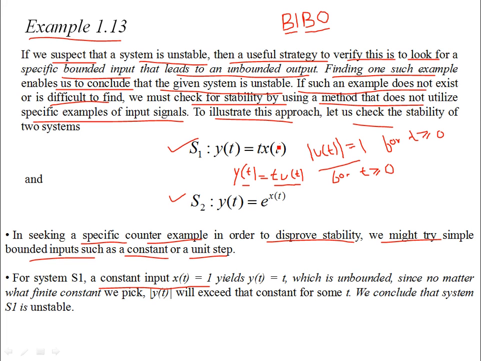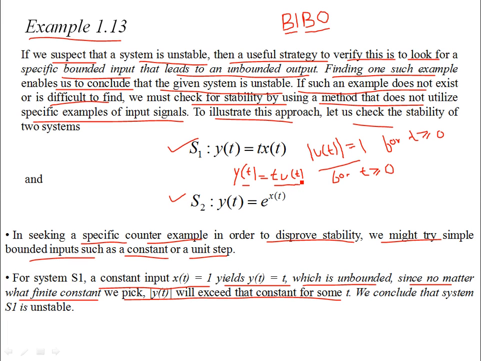If you substitute x(t) with a constant, it's not a function, it's a multiplier. The multiplier is the time itself, and this multiplier grows with time. So even for a constant input, y(t) equals t, if the constant is 1. This becomes unbounded, since no matter what finite constant we pick, the magnitude of y(t) will exceed that constant for some t. For the unit step, this happens at t equal to 1.